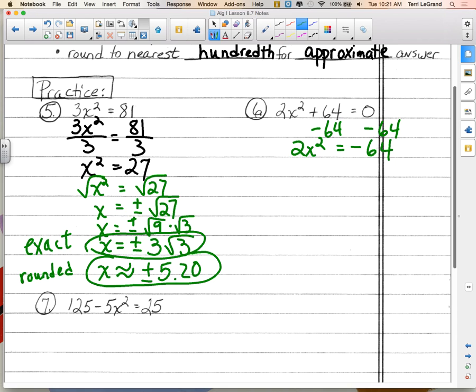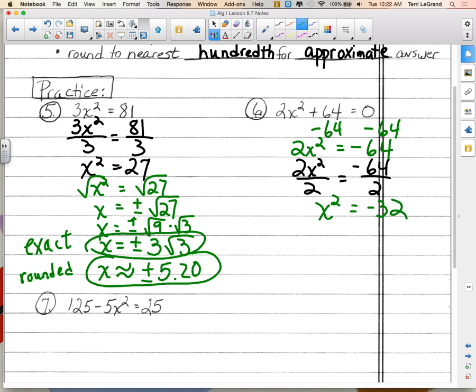Wait a minute. What do we do next? John, I already know what your concern is. I just want to know what we do next. Divide by 2. We have to divide by the a value. So 2x squared divided by 2, negative 64 divided by 2. So we end up with x squared equals negative 32.